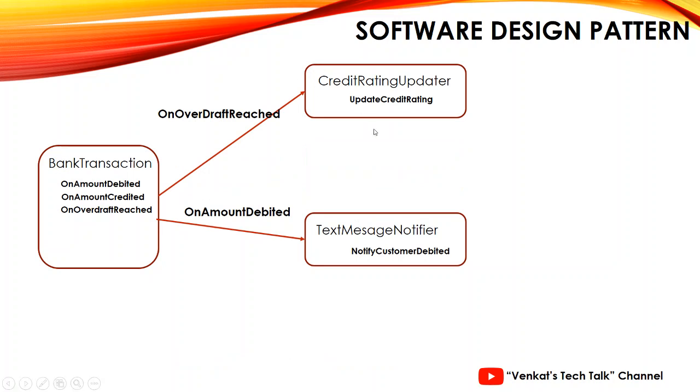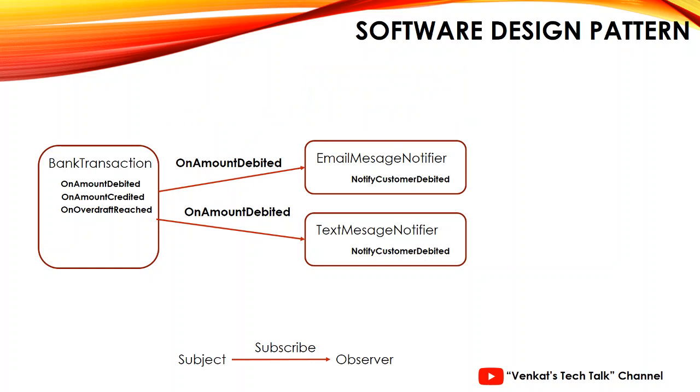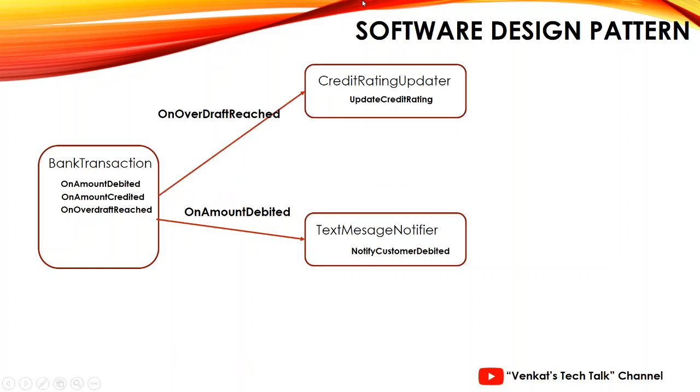So this is a slide. Now see the component in the earlier slide, email message notifier is removed. Now credit rating updater is another component which is interested in overdraft reached events. So whenever it subscribes to the overdraft reached event, it handles the update credit rating event method. So whenever an overdraft is reached, it sends some kind of information to the update credit rating functionality.